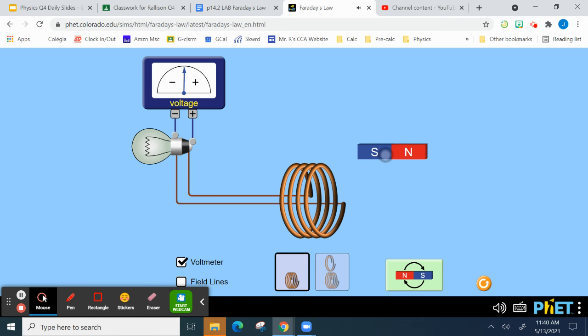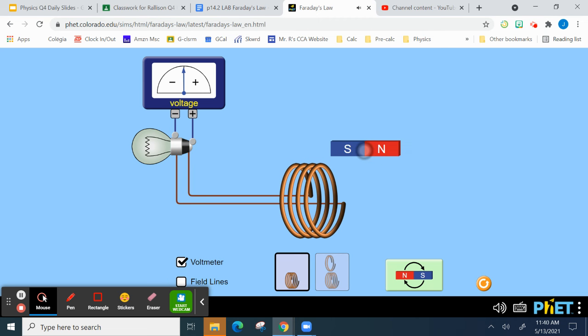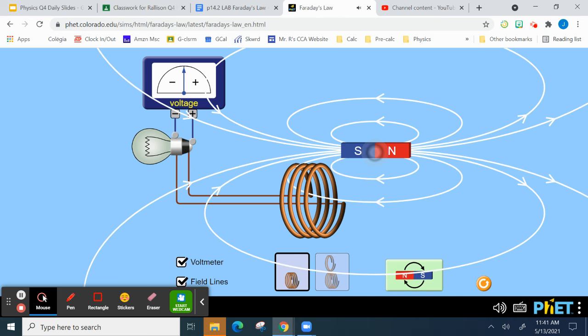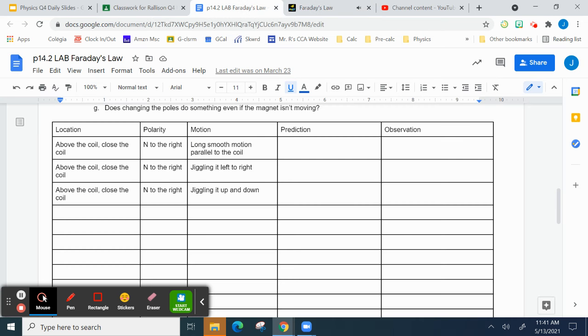So I'm going to start over here. I'm just going to go. Okay, oops, I banged against it. So what's happening in this long, smooth motion? As it goes, you look at the voltage meter. If we didn't have the voltage meter on, all we would know is that there is a current flowing, and we wouldn't know which direction it's flowing, right? But because the voltmeter's on, we can see that when it's in the influence of the south pole, it flows one direction, and then in the north pole, the other direction. So that's kind of interesting, and you would write that in the table.